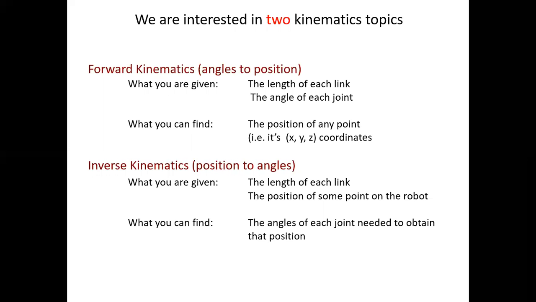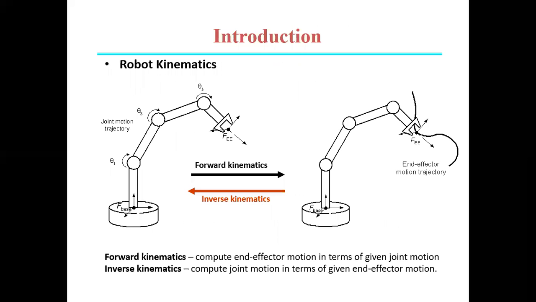Inverse kinematics means position to angle. If we want to reach a position, what angle do we require? What is given is the length of each link and the position of some point on the robot, and we find the angle of each joint needed to obtain that position. So in inverse kinematics they give the position and we need to find the theta. In forward kinematics, they give the theta and we need to find the XYZ positions. This is the basic concept of robot kinematics.